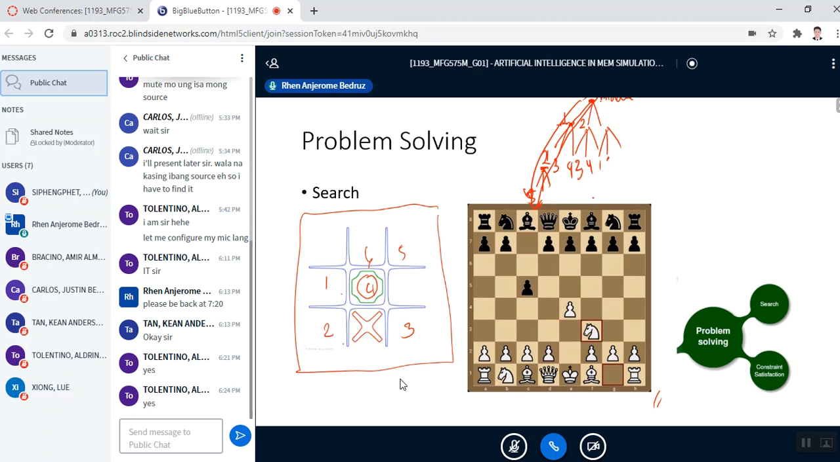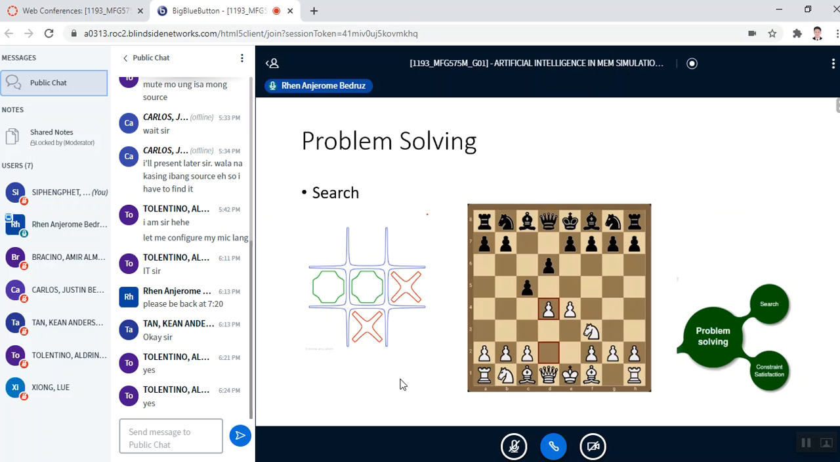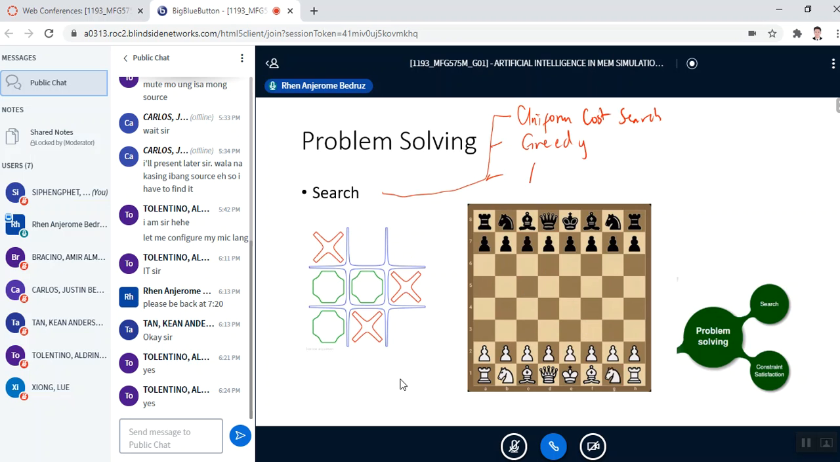So that's the search. When we say search, we have three algorithms under search. If you had a subject in undergrad related to AI, you should have studied this. You should have studied the uniform cost search. So we have three algorithms: uniform cost search, the greedy algorithm, and the A star. It's okay if you haven't tackled this yet.